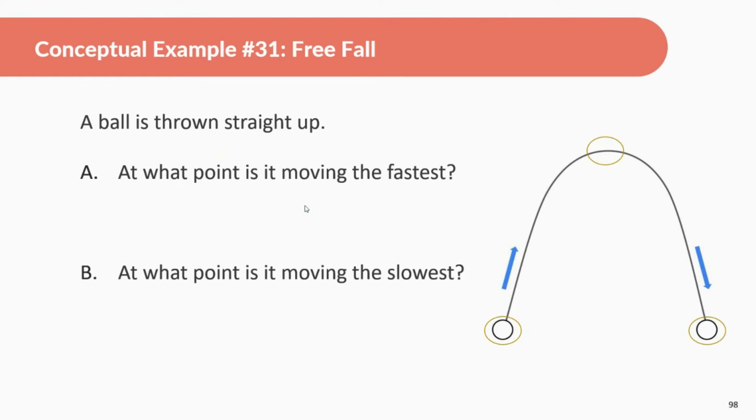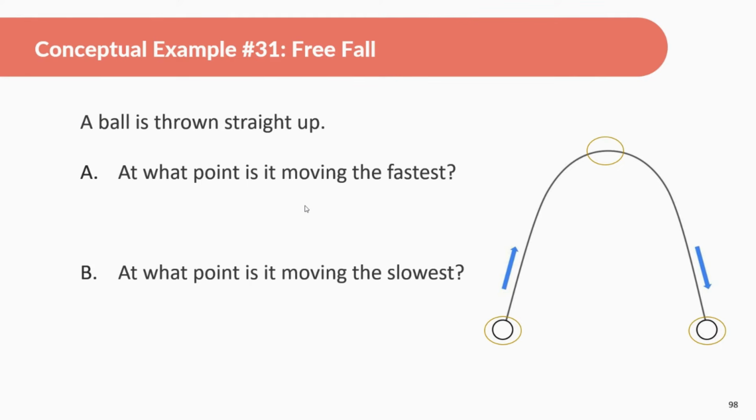Okay, all right, let's do some conceptual examples here. A ball is thrown straight up. At what point is it moving the fastest? At what point is it moving the slowest? Okay. So, moving the fastest. That could be a little bit tricky.